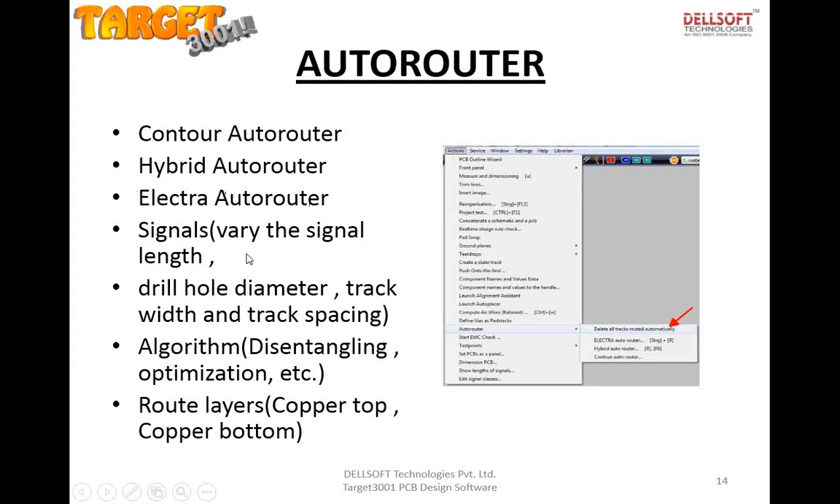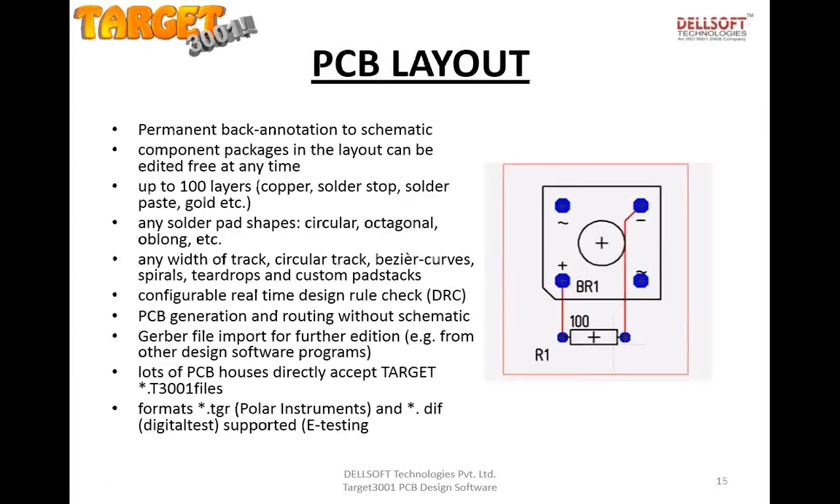So you can vary the signals, drill hole diameters, algorithm, then route layers, copper top or copper bottom. These are the features available in the auto router. Then PCB layout. You must have seen the screenshot. This is a layout of a circuit. So up to 100 layers you can create a PCB layout.